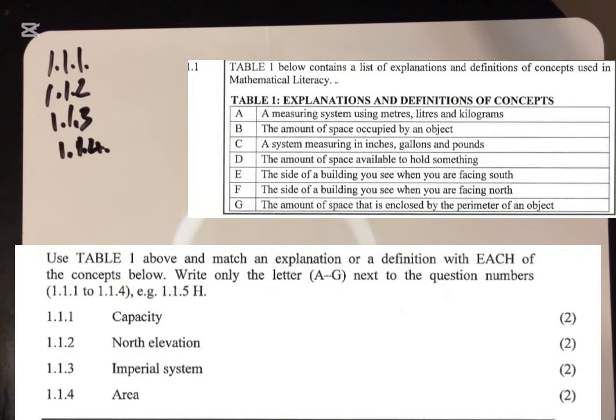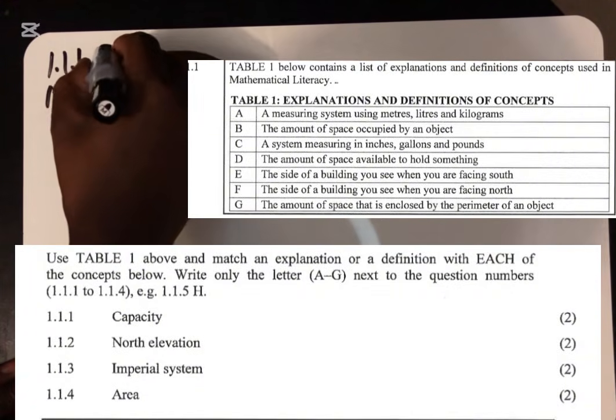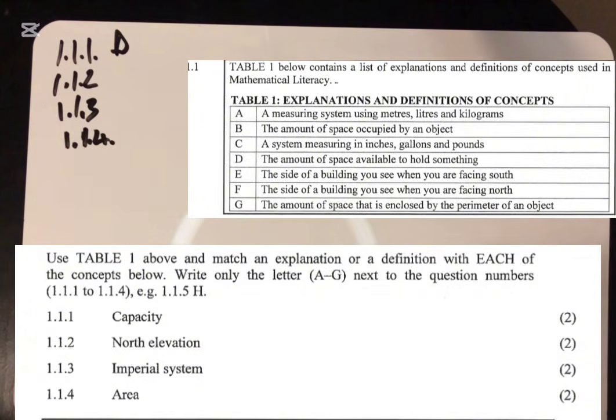Capacity, the definition of capacity, we know that is the amount of space available to hold something, which is D. Capacity is D. And then the north elevation, we know this one is the side of the building you see when you are facing south, which is E. You have to be facing south for you to see the north elevation of the building. So this one is E.